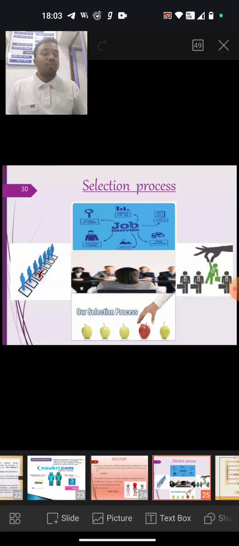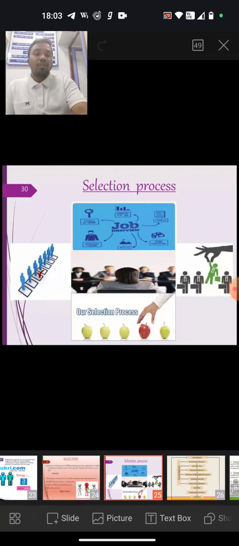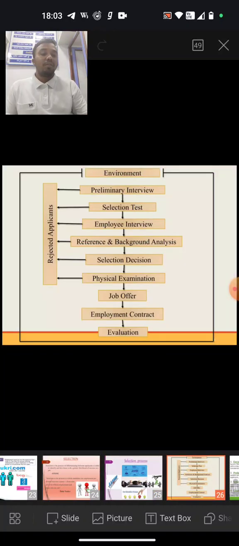Process of selection: environment, preliminary interviews, selection test, employment interviews, reference and background analysis, selection decisions, physical examination, job offer, employment contracts, and last one is evaluation.